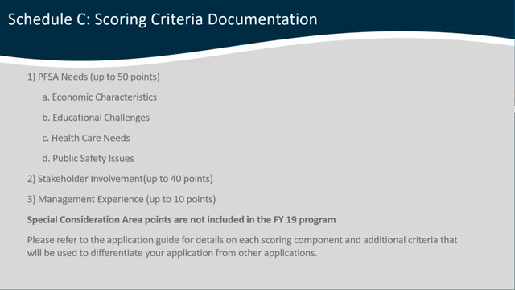Stakeholder involvement, where up to 40 points are available. So this is just basically support from residents, businesses, and organizations within the community. There are additional instructions in the guide of things that you can provide. Up to 40 points are available there. Management experience, where up to 10 points are available, so that's experience that the organization has in operating a broadband system, a project similar to what's being proposed in this application. As noted before, there are no special consideration area points for this year's program.